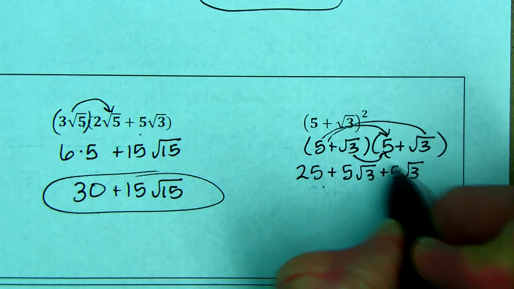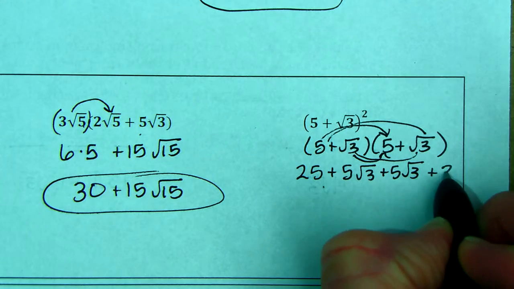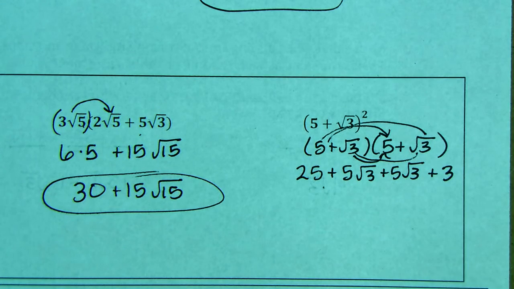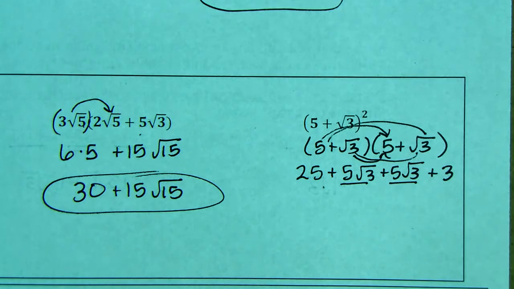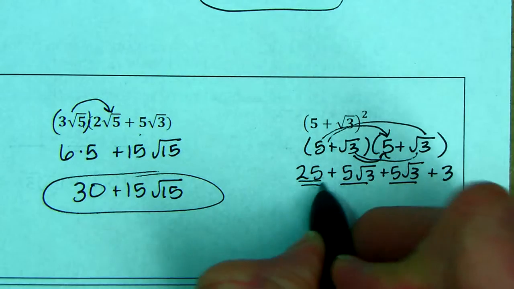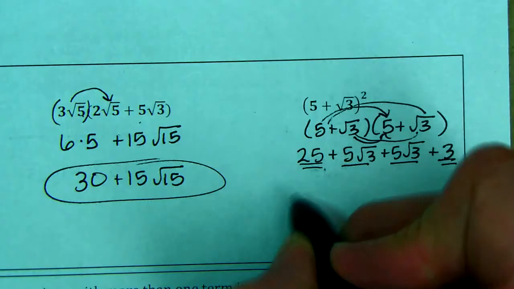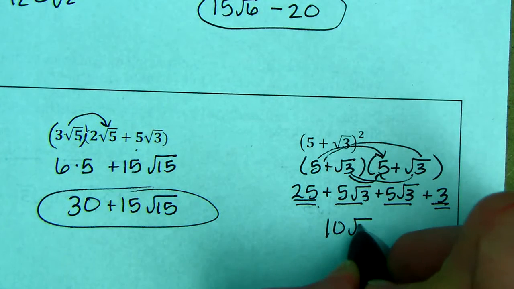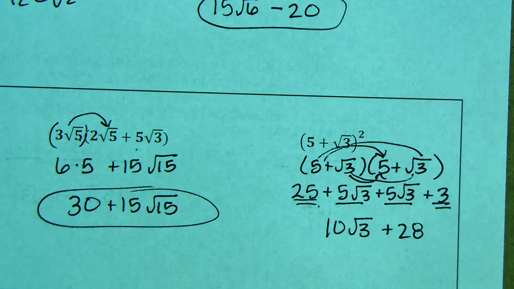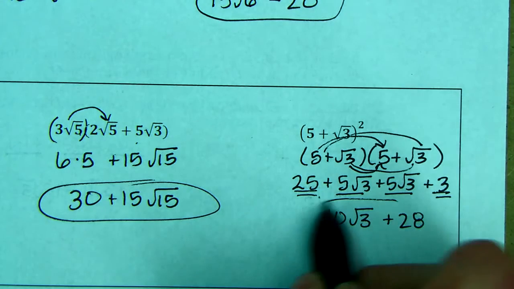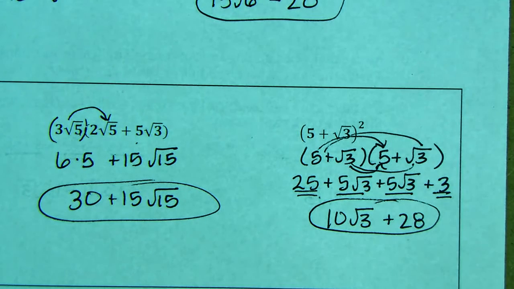The thing we do have, though, is like terms. I can put those two together, I can put these two together. So I have 10 times the square root of 3 plus 28. Or if you chose to write 28 plus 10 times the square root of 3, that would be okay as well. Okay? So be prepared to see that squaring. All right. So how do we make this tougher?